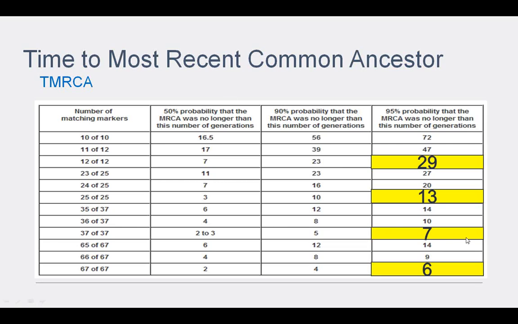So then at the 37 marker level, we almost halve the time frame again, and now we're down to 7 generations, which now we're talking about 200 years, give or take.